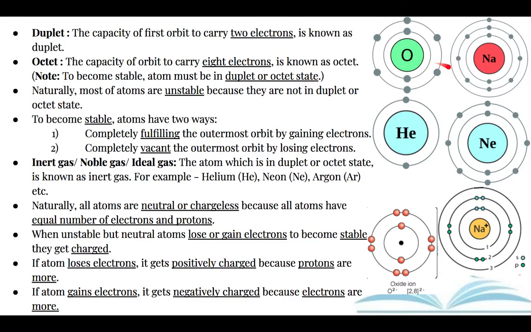Whereas oxygen and sodium are not stable. I mean unstable, because they are not in octet state, because the outermost orbit does not have 8 electrons. So oxygen and sodium are not in octet state. That is why they are unstable, or they are very active elements.